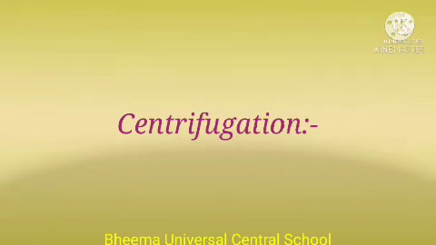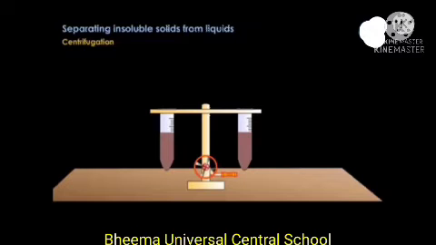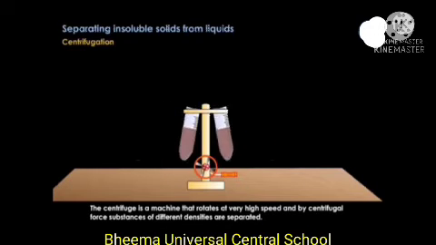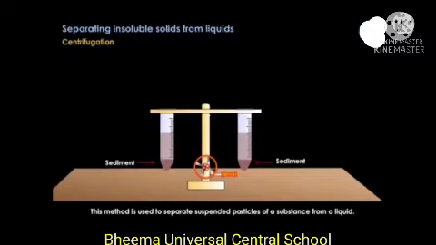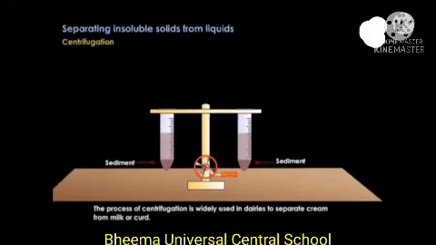Next is centrifugation. The centrifuge is a machine that rotates at very high speed, and by centrifugal force substances of different densities are separated. This method is used to separate suspended particles of a substance from liquid. The process of centrifugation is widely used in dairies to separate cream from milk and curd.